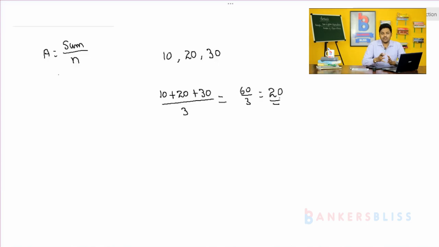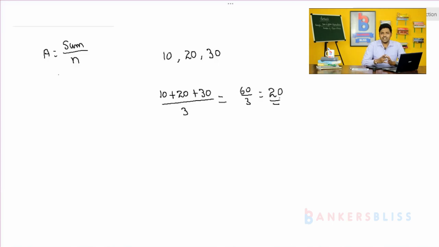Average, for example, the average strength of the classroom is 70, means in a school, in each and every class there will be no 70 students. On an average it will be 70 students, means in some classes it will be 65, in some classes it may reach to 75, in some classes it may be 60, in some classes it may be 80. But most of the students are concentrated towards the 70 number, so 70 will be the average. So the formula is sum by n, that is the average.